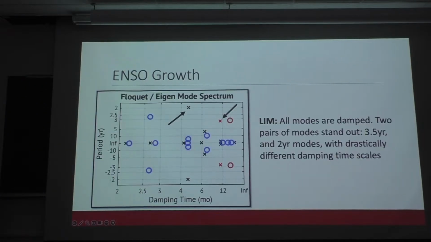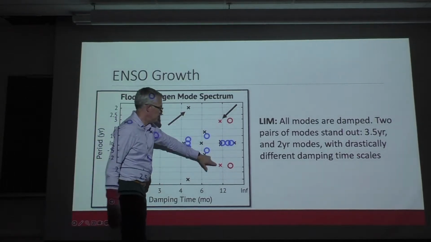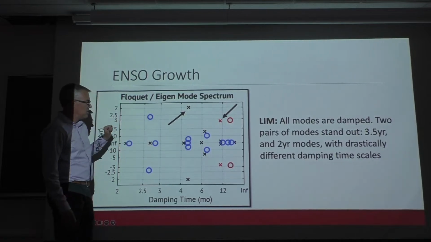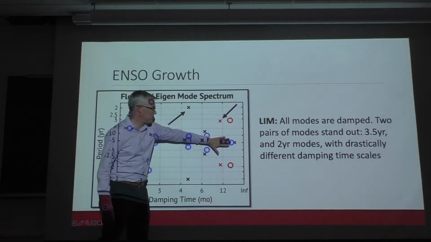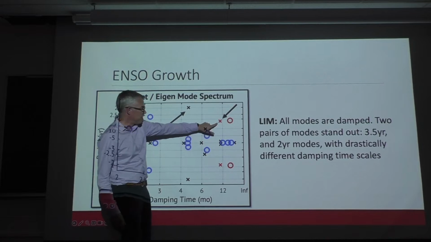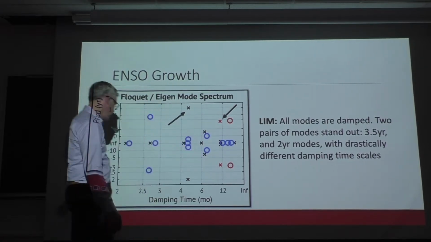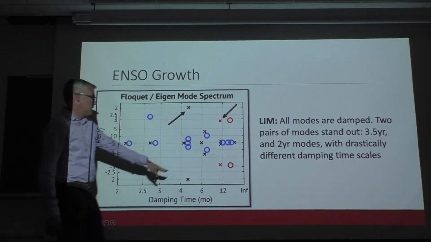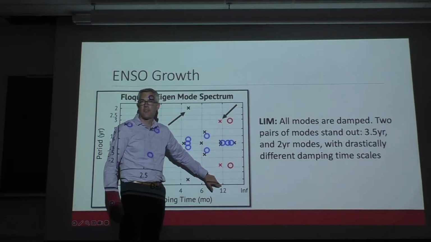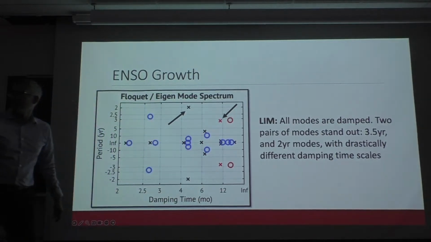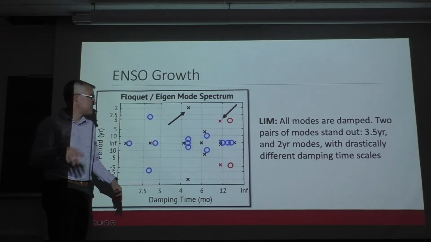So here's the x's here. The x's are all the eigenvalues from the linear inverse model. Let's ignore the circles for a moment here. The one that I want to focus on has a time scale of about 3, 3.5 years, and a damping time scale of about 11 months. That's very similar to our ENSO time scale, about a 3.5 year periodicity and a long damping time scale.